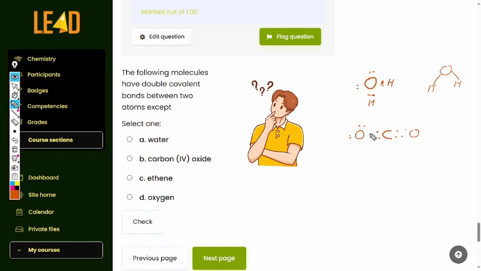So there's a double bond, one bond here and another bond. One bond stands for a pair of electrons, so we have 2 pairs here and 2 pairs here. So we have double bonds. Ethene is C2H4. For C2H4 to be formed, you need to have a double bond between the carbon atoms. So you have a double bond here. That means there's a double covalent bond here. Oxygen atoms are held together by double bonds also. So the exception here is water. All the other ones have double bonds except water. So the answer is A.